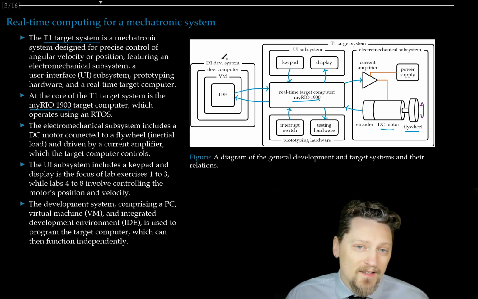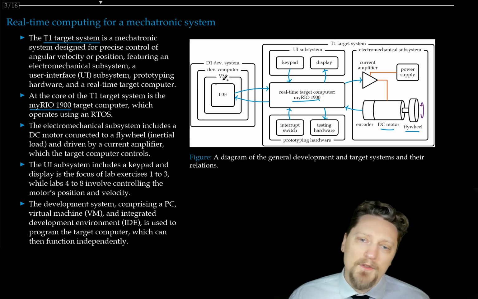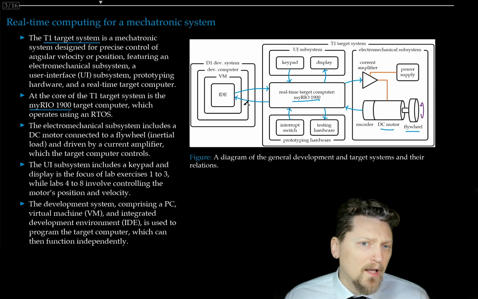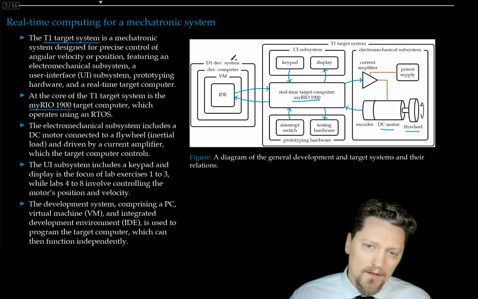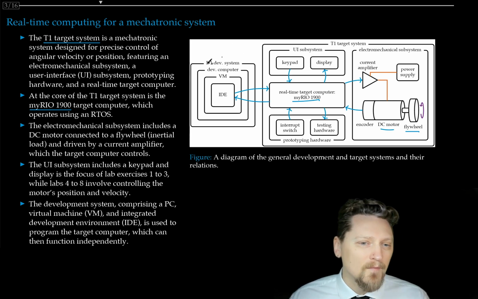Interacting with that is the D1 development system. The numbers correspond, D1 and T1. D for development, T for target, which consists of a development computer, a virtual machine, and an IDE. We're going to get more into that in just a moment. We're focusing right now on the T1 target system. The D1 development system is how we program this target computer.